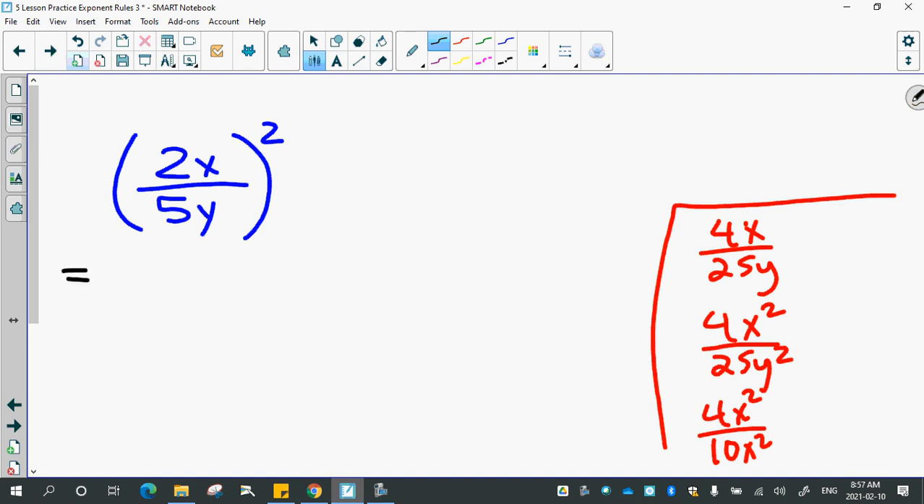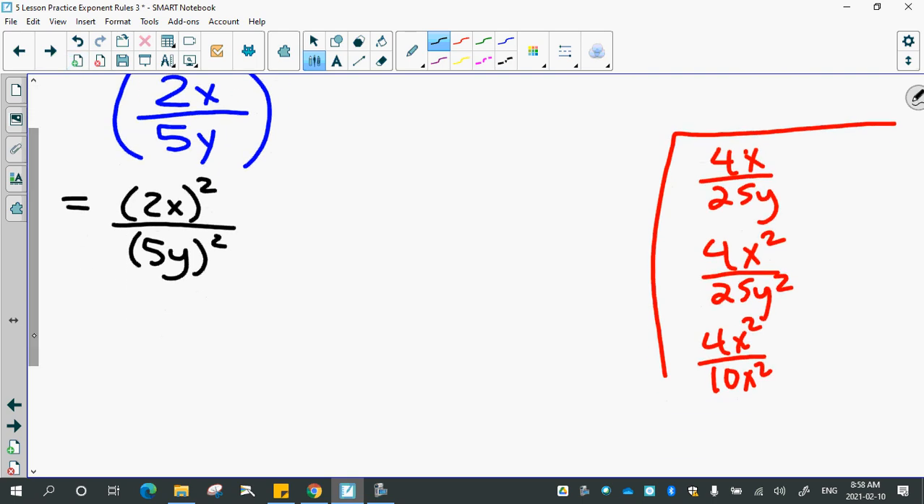So if we use our rule from yesterday where we apply the exponent to the numerator and that exponent to the denominator. Does that make sense to everybody? That we would apply the exponent to the numerator and to the denominator. So from there, some people went straight to 2 to the power of 2 is 4, x to the power of 2 is, like there's a 1 times 2 there. And then 5 squared is 25. y to the power of 2.